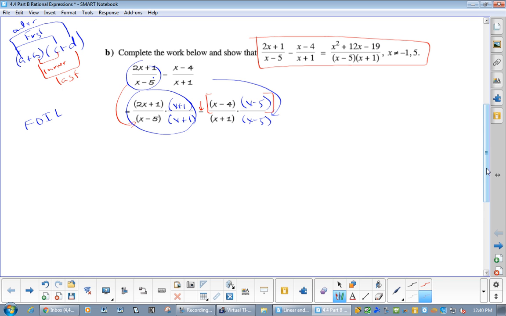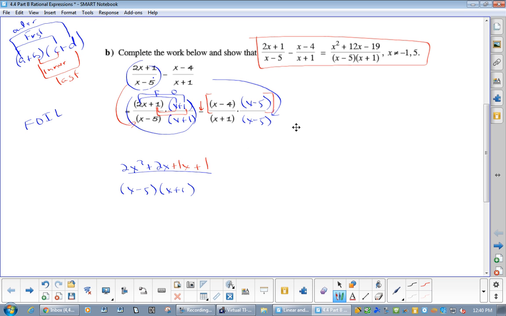So with my 2x plus 1 and my x plus 1, I'm going to FOIL. So 2x times x, right? So here's my FOIL, my F. What is 2x? I'm going to write my common denominator on the bottom. That is 2x squared. Then my O, which is 2x times 1, is plus 2x. Now I'm going to do my inner, which is 1 times x, which is plus 1x. And my last, 1 times 1 is 1.